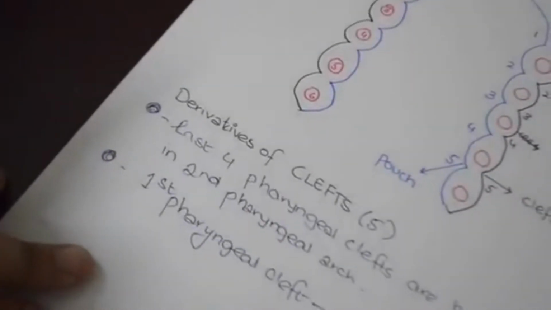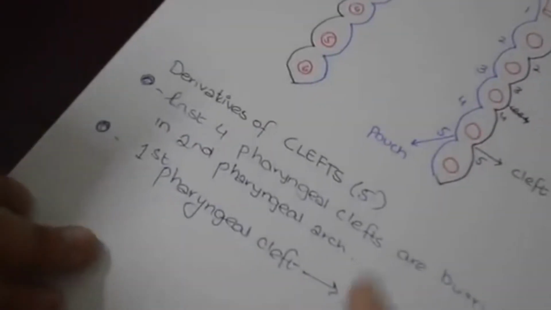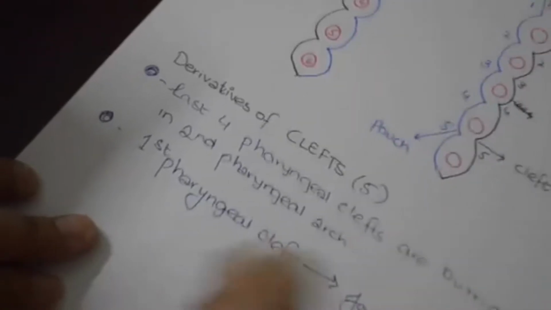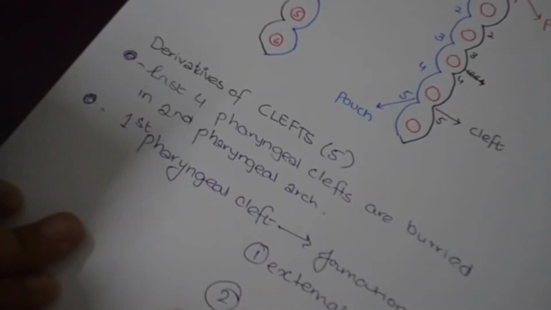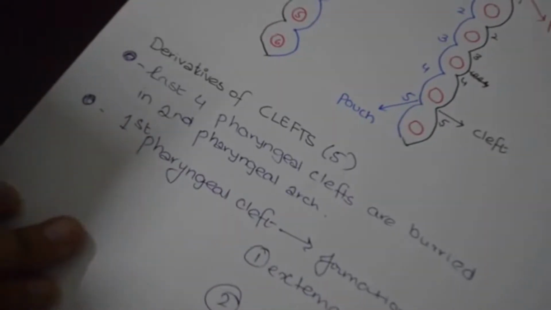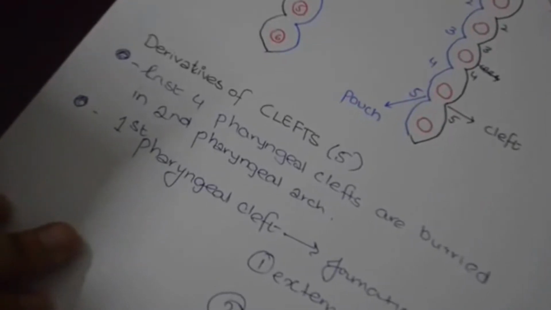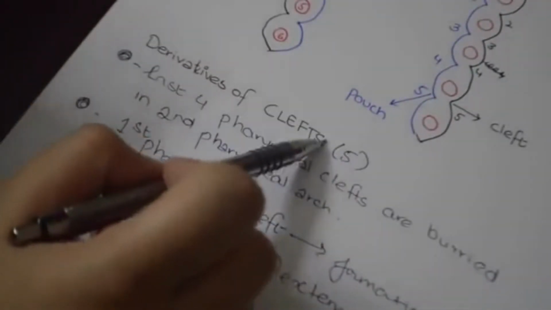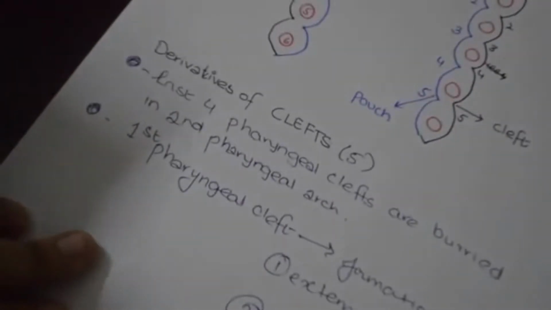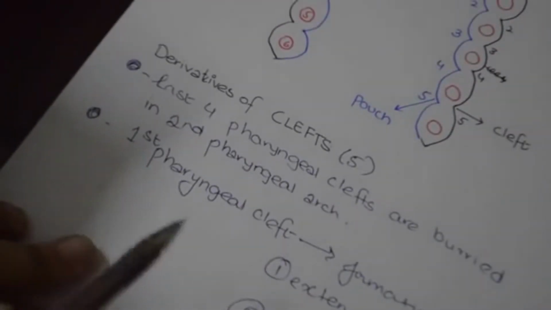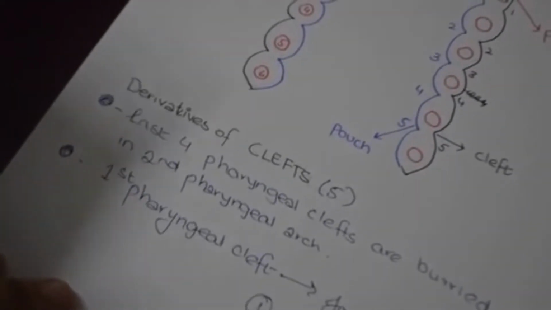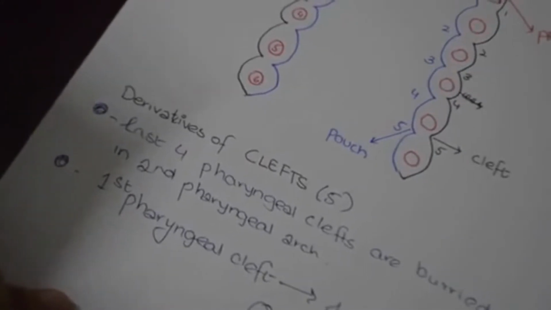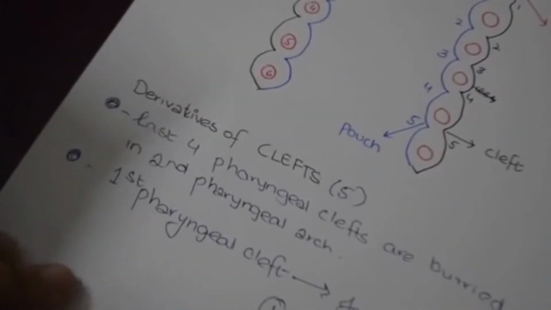The first pharyngeal cleft is responsible for the formation of 2 things: the external auditory meatus, also known as the external auditory canal, and the outer covering of the tympanic membrane. So if a question comes about the clefts, like write a short note on the pharyngeal clefts, you can say the pharyngeal clefts are 5 in number and they are ectodermal in origin. That means that they are derived from the ectoderm of the trilaminar germ disc.